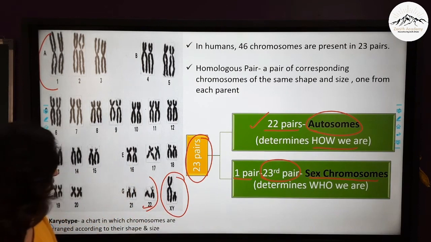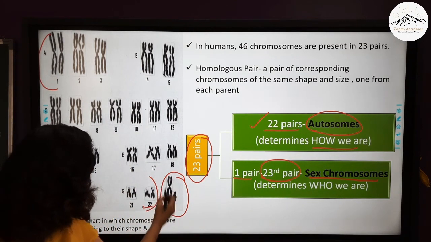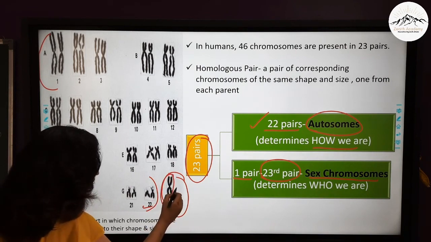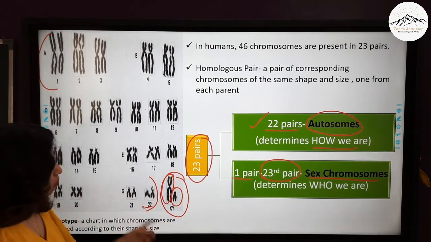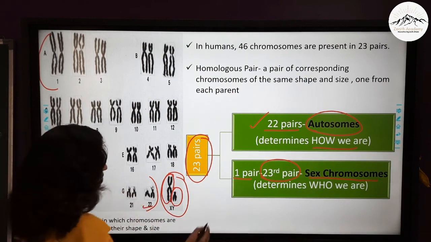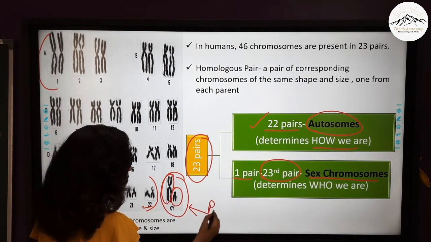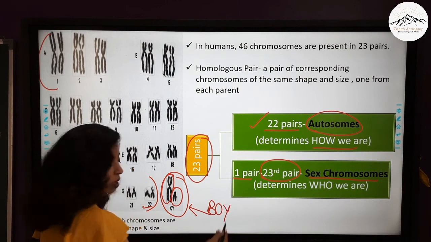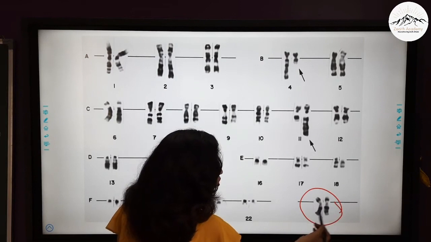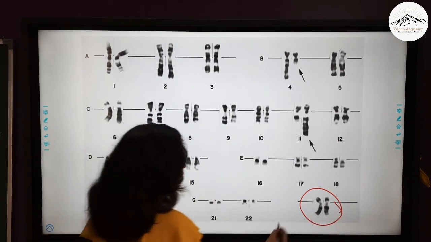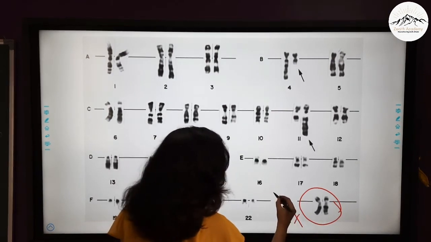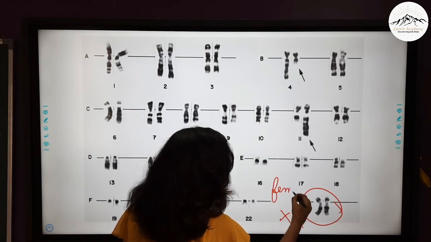Right. So in the case of a boy, you can see one chromosome is big. Here you can see this chromosome is big and this one is small. So the last pair will determine who we are. So if I see a karyotype like this, it means that this is a boy. Right? And if we see here the 23rd pair, you can see that both of them are the same. Okay. So both of them are X and X. So this is for a female child.